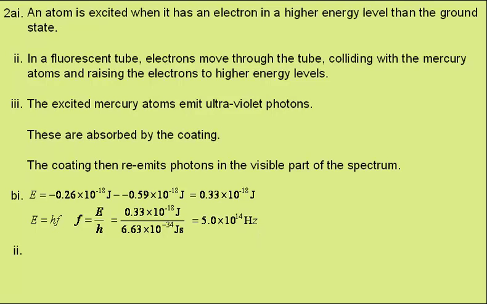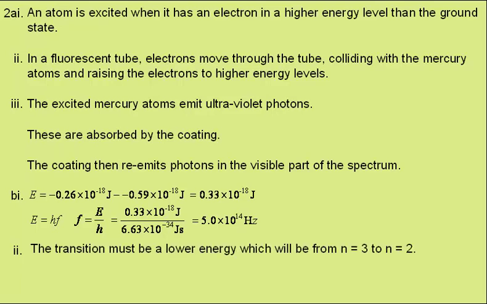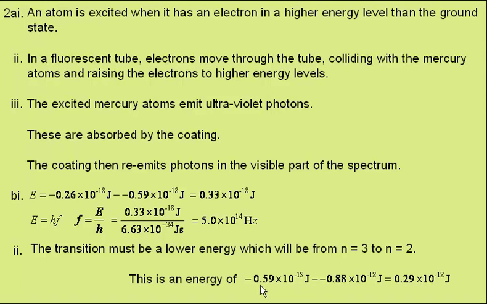In part 2, we're asked to add an arrow to the figure to show a transition emitting a photon with a longer wavelength than that of the n equals 4 to n equals 3 transition. Well, the transition must be of a lower energy to give a longer wavelength, and this will be from n equals 3 to n equals 2. Just to check, this gives an energy of the n equals 3 level minus the n equals 2 level, which is 0.29 times 10 to the minus 18 joules, less than we found here.